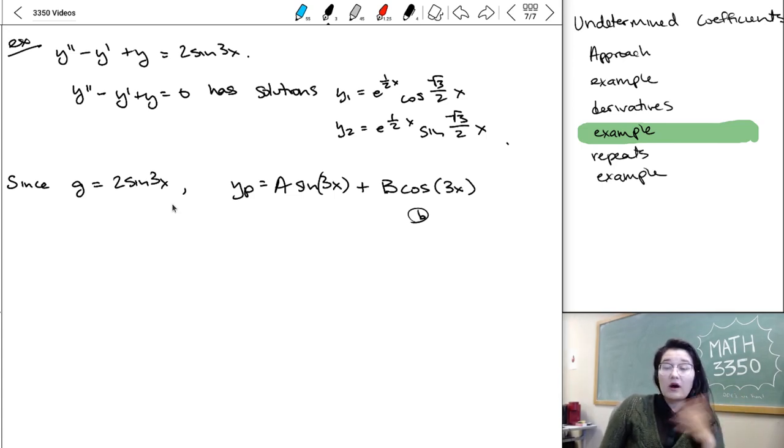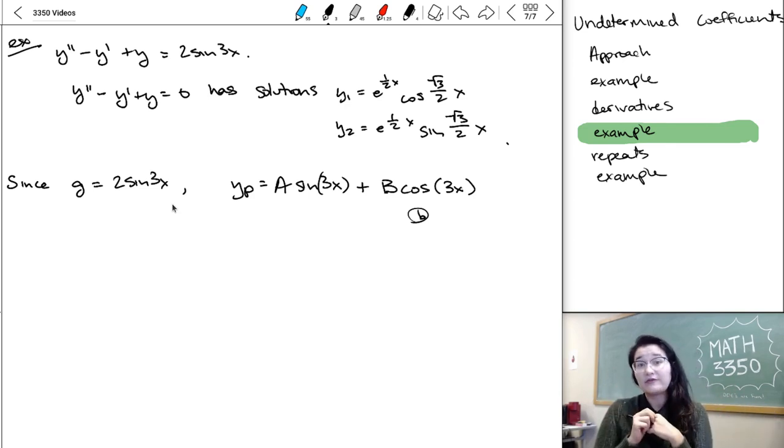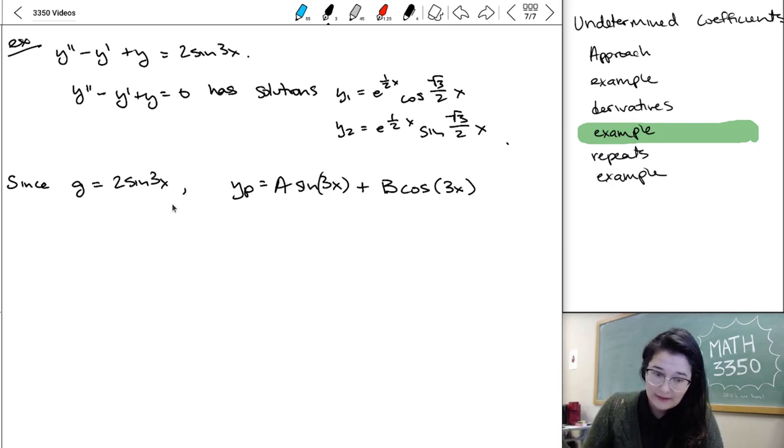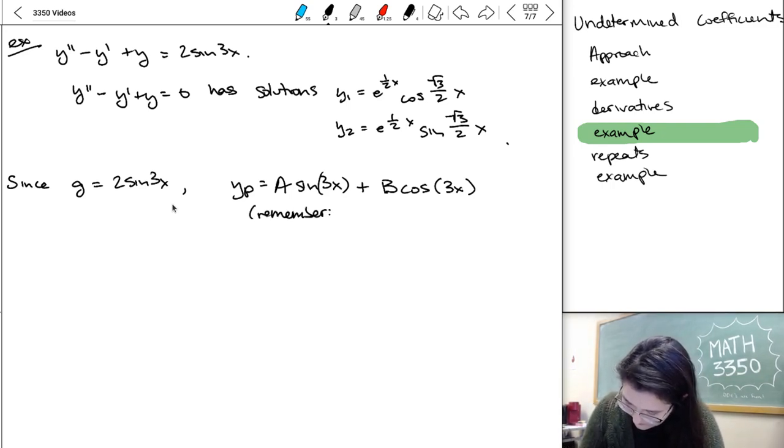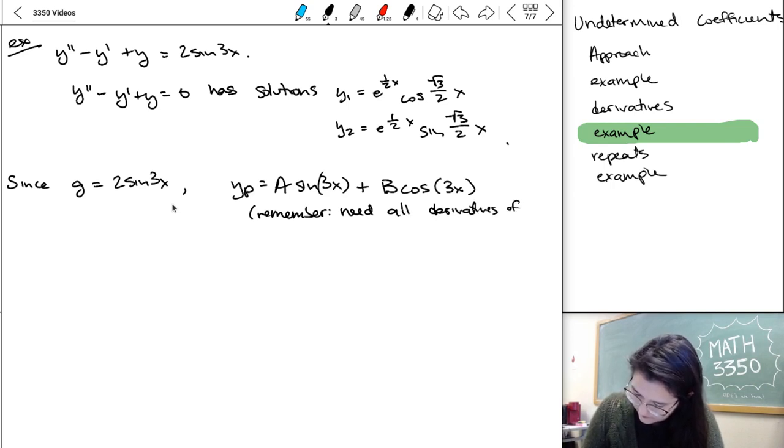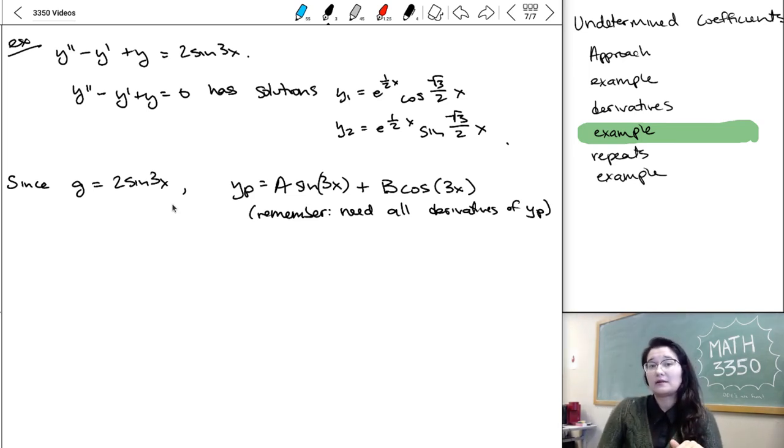And then I would keep going until I covered all possible derivatives, but since sine and cosine flip back and forth between each other, I'm done. The derivative of cosine would be sine again. I already included sine, so I just need these two terms. But just remember that you do need to make sure to include all the derivatives of y sub p, even though in this example we only need the first one.